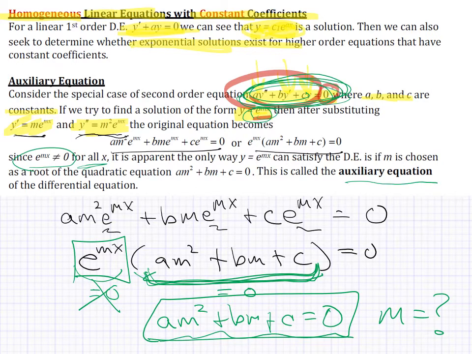And so what we're going to do basically is solve differential equations by solving quadratic equations, which is really nice because quadratic equations are easy to solve, as long as you remember how to do that. Now, if you're in differential equations, you should know how to solve a quadratic equation.